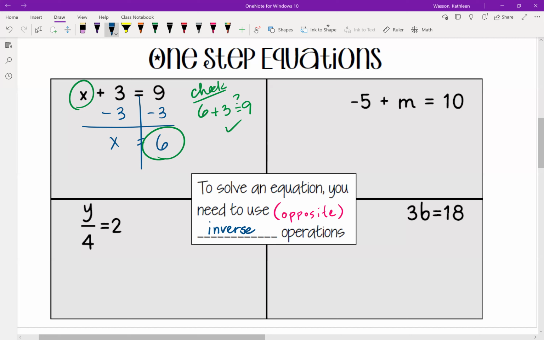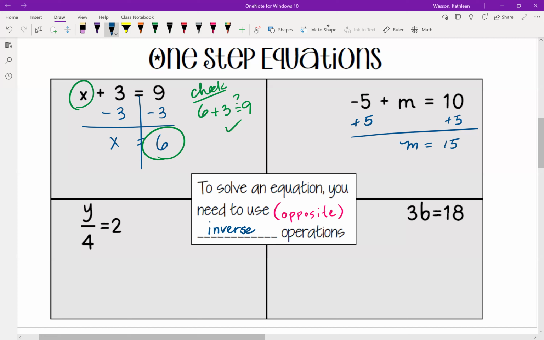I can also solve for m. Negative 5 plus m is 10. If I add 5 to both sides of the equation, on the left I have negative 5 plus 5, that's 0, plus m, so I have positive m equals 15. And I can check that.